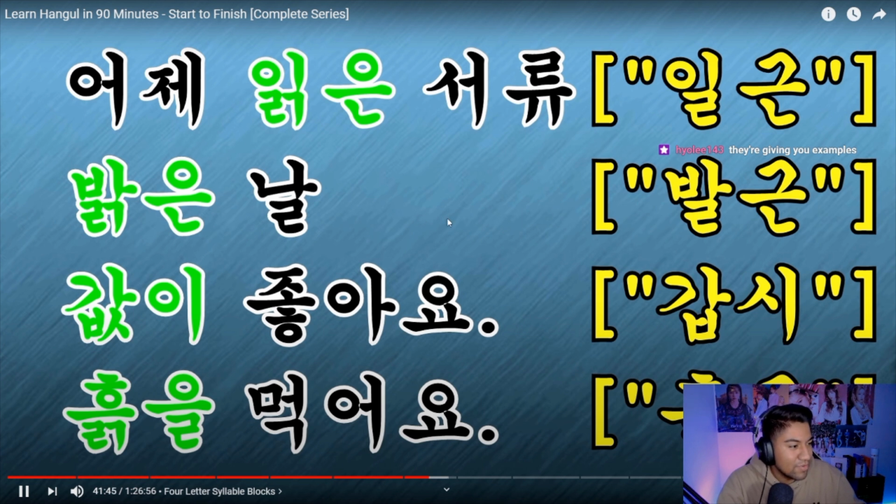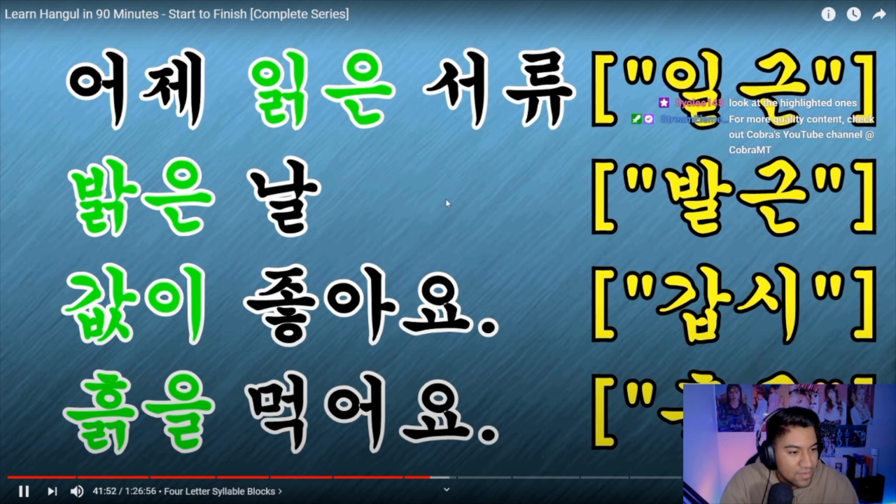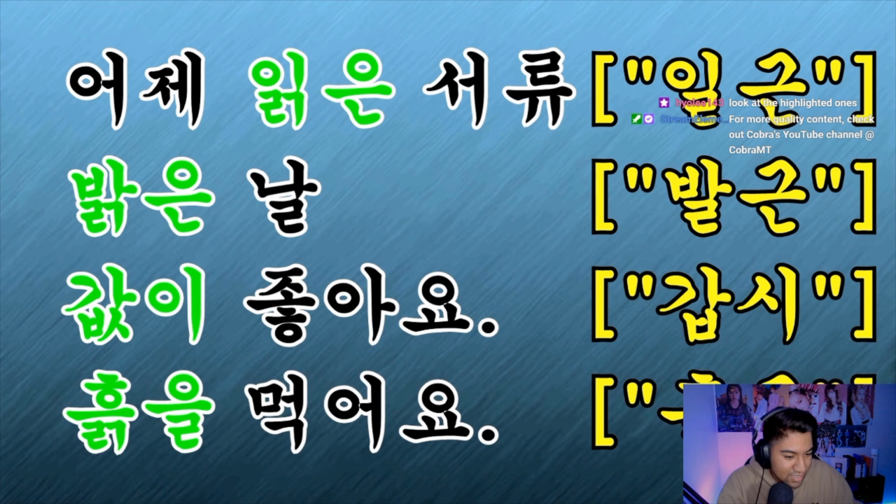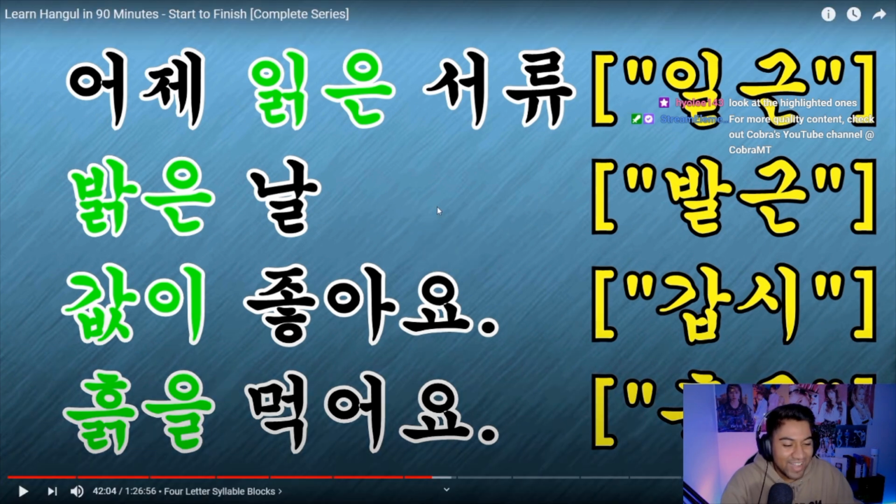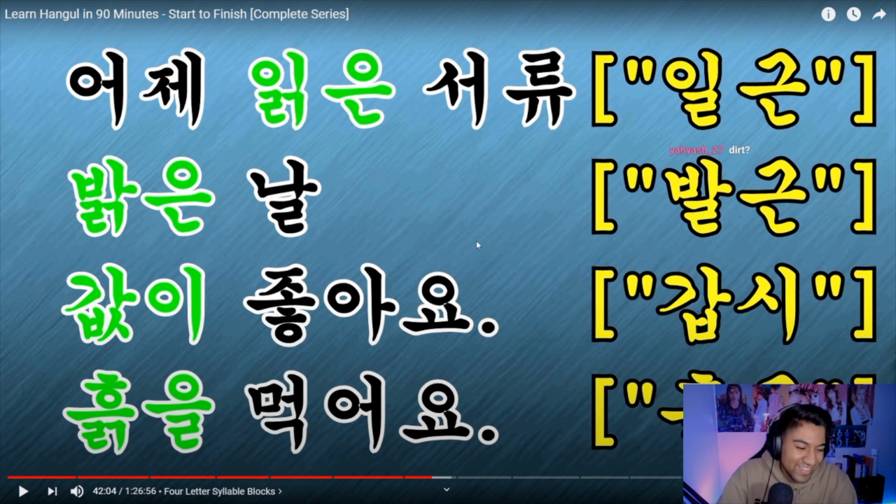서류. This means the documents I read yesterday. Oh, nice. 밝은 날. This means bright day. Oh, we're gonna see the eating. Yes, this means the price is good. 흙을 먹어요. And this means I eat dirt. I ate dirt. Okay. Hulk is dirt. Why the heck would I say that? He's a troll, man. He just picks the weirdest.